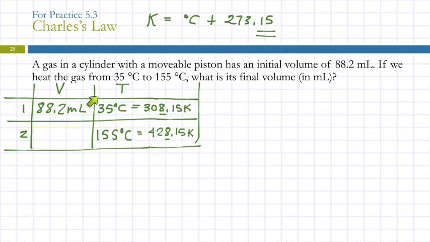I have a blank in my table. It's in column V, row 2, so I'm going to call that V2. Very creative. What is the final volume? V2 is the final volume. So we need to use a simple gas law equation, plug these numbers in, and find what V2 is. So this is going to use Charles' law. V1 over T1 equals V2 over T2.